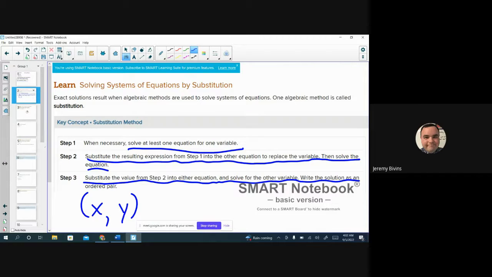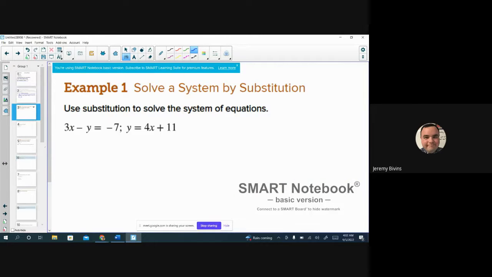So let's use these steps to solve our first problem that says 3x minus y equals -7 and y equals 4x plus 11. For this particular problem, you want to look for one of the equations that says either x equals everything else or y equals everything else. If you look, this equation has y equals 4x plus 11. The y equals in the beginning tells us that's what we want alone. So we're going to take what y equals, which is the 4x plus 11, and we're going to substitute it right there.